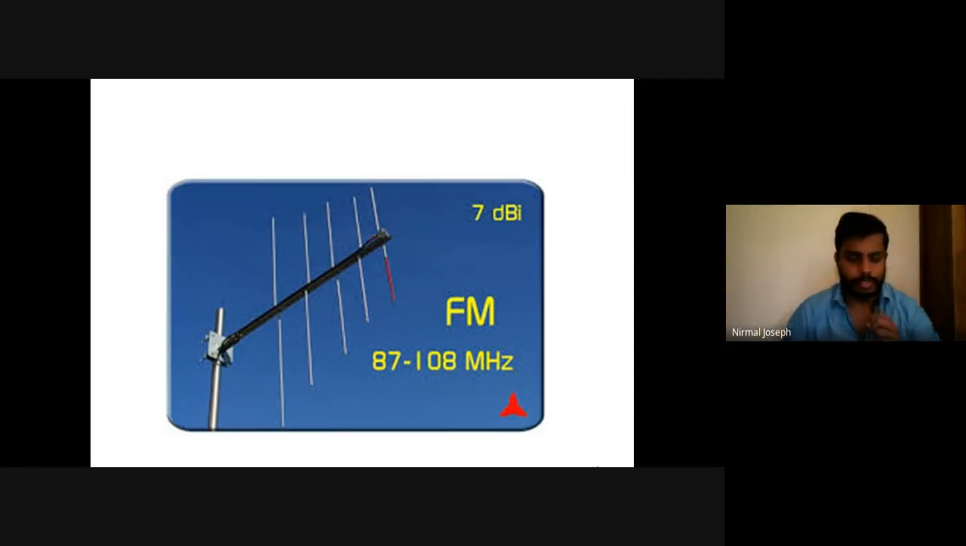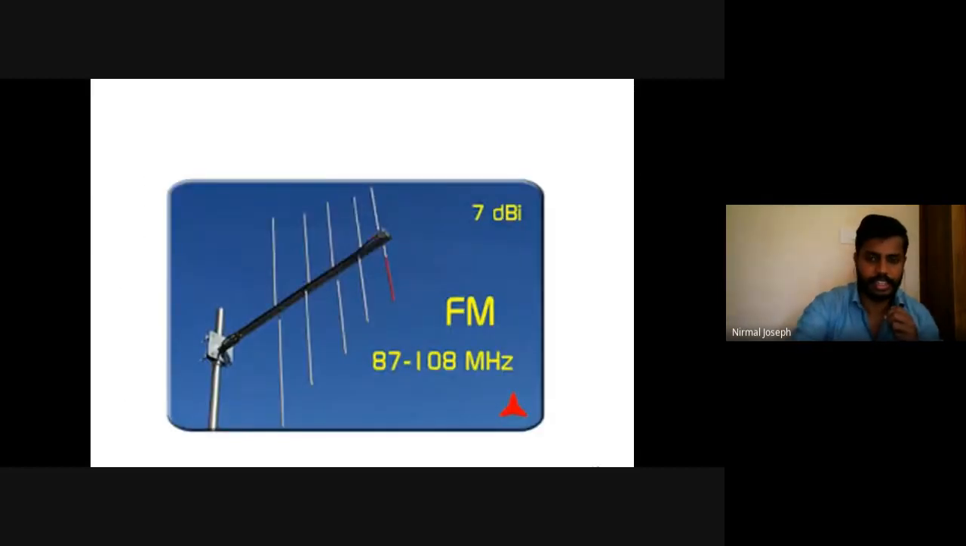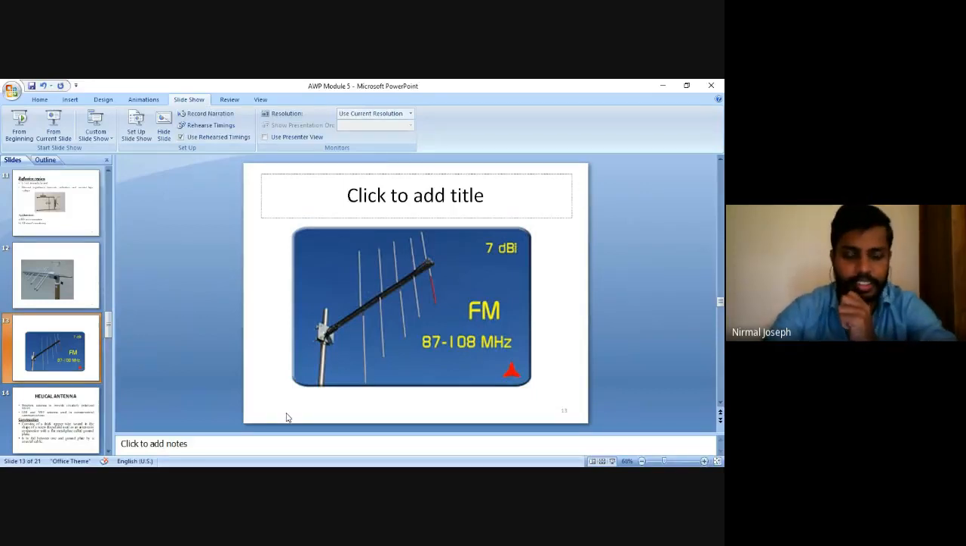So that's how the practical applications are coming. So next is the helical antenna. I think this helical antenna we will take in the next class.